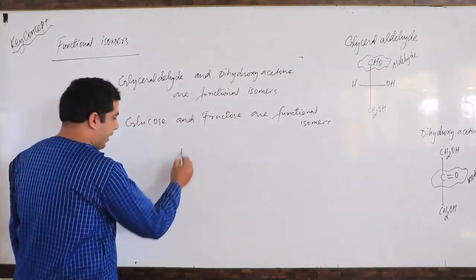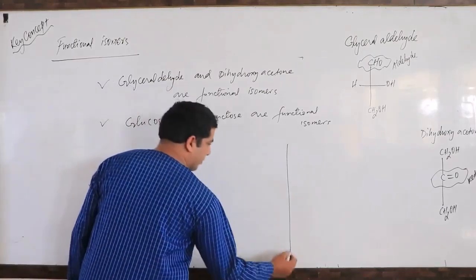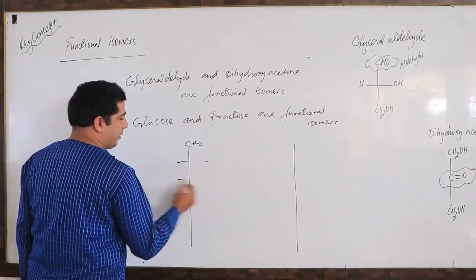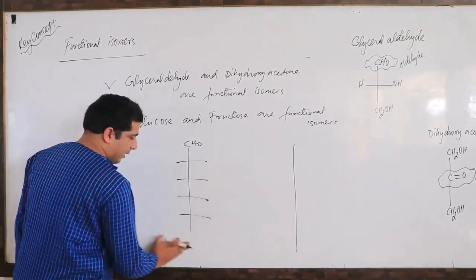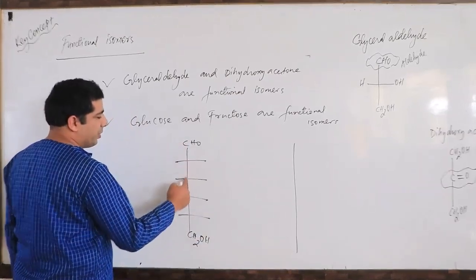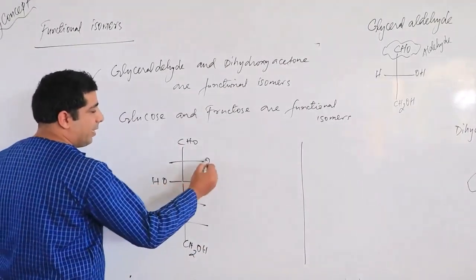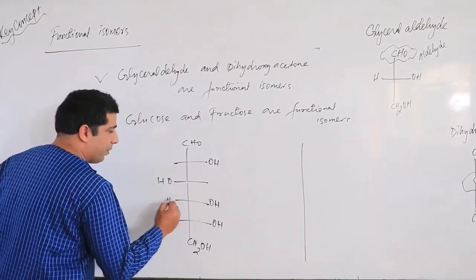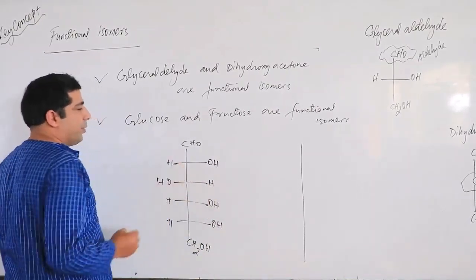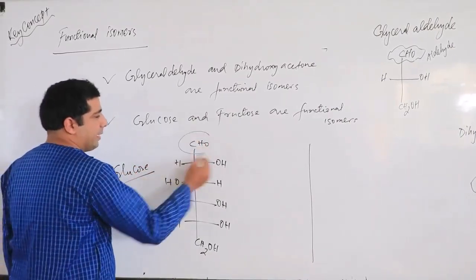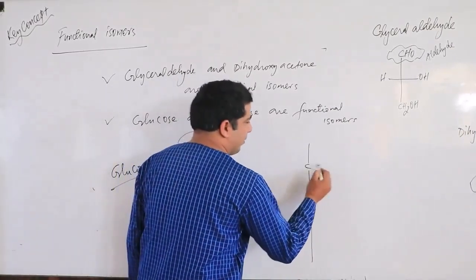You can have a brief idea here. Let me draw this here. This is aldehyde, second, third, fourth, fifth, and this is the last carbon, the sixth carbon, CH2OH. And I told you that the first, second, third carbon has the OH group on the left side, and the rest have the OH group on the right side. So this is the structure of the glucose molecule, and it contains aldehyde.